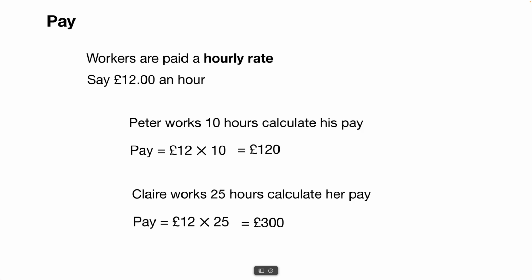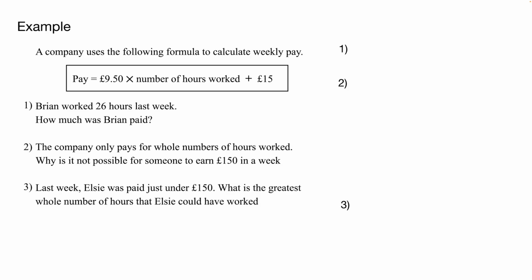And being mathematics, here's an example. They've made it a little bit more difficult. A company uses the following formula to calculate weekly pay. Pay is £9.50 times the number of hours worked plus £15. So Brian worked 26 hours. What was Brian paid? Well, the pay was £9.50 times the number of hours worked plus £15. You'd be happy to know that this is a calculator question. It equals £262.